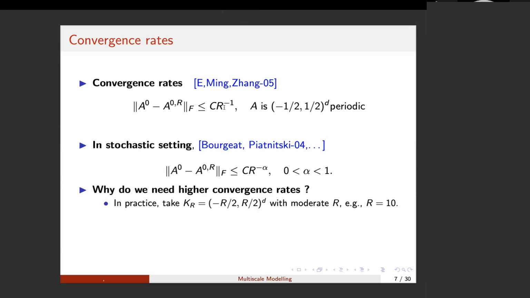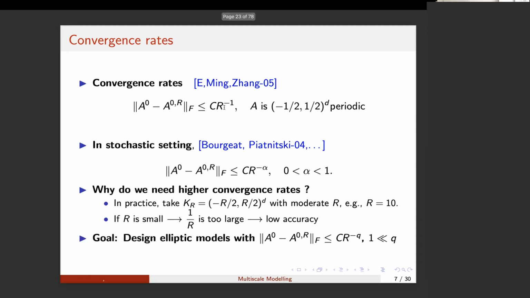Okay, so now again, I want to emphasize that we really need higher order convergence rates. And that is due to the fact that in practice, we can maybe tolerate only moderate values of R. For example, R is equal to 10. But then if R is small, 1 over R becomes large, and this leads to low accuracy.